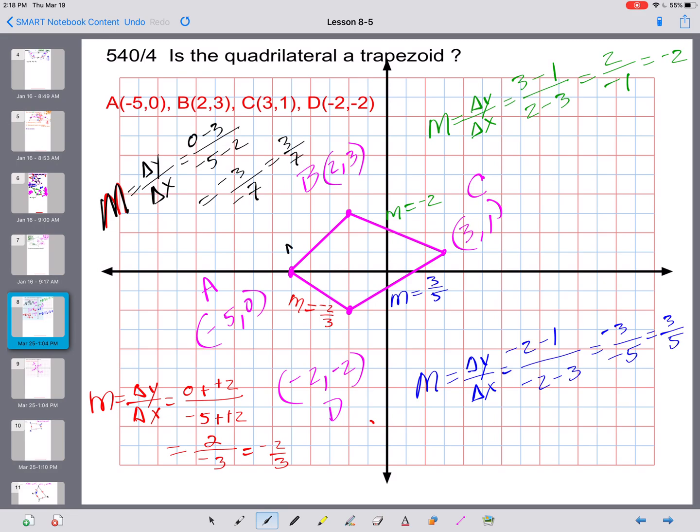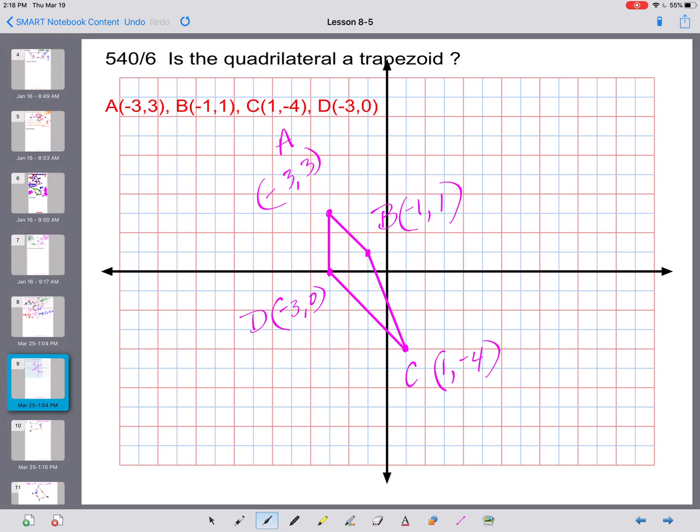Let's take a look at those four slopes. Notice no pair of opposite sides are parallel because no pair of opposite sides have the same slope. So the answer here is a big no. It is not a trapezoid. Let's go to the next one.